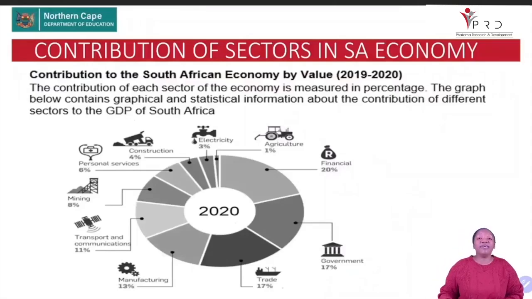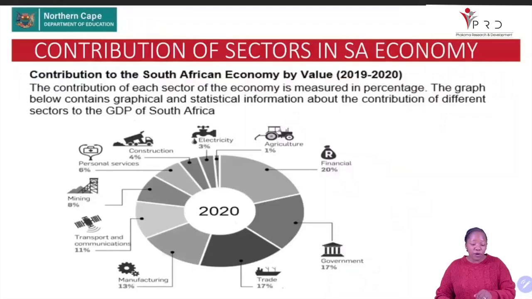Then we're going to the financial. Financial is a service. So hence, you see it is 20%. Then again, we're looking at the government. The government says 17%. Remember, it is a service. And then again, we're looking at the trade. The trade is a service, hence you see 17%. Then we're looking at the manufacturing. The manufacturing, remember, they are now taking this raw material and turning it into a product, which is manufacturing. Hence, it is 13%. Then we're looking at the transport as well as communication. Remember, this belongs to the tertiary with the 11%.